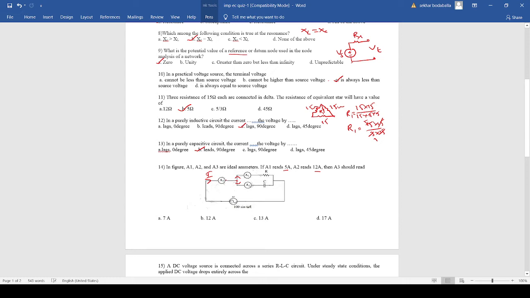If I apply Kirchhoff's current law at this node, directly I will get I is equal to, if I call this I1 and this I2, then I is equal to I1 plus I2. So 5 plus 12, I will get 17 ampere as the ammeter 3 reading. Okay, I hope it is clear. So D is the correct answer.